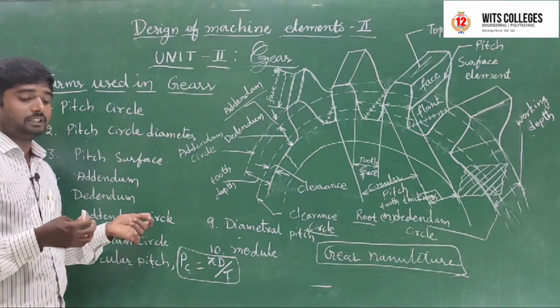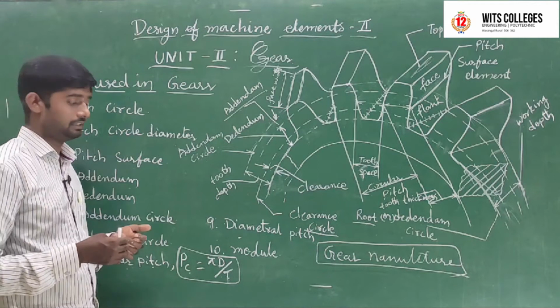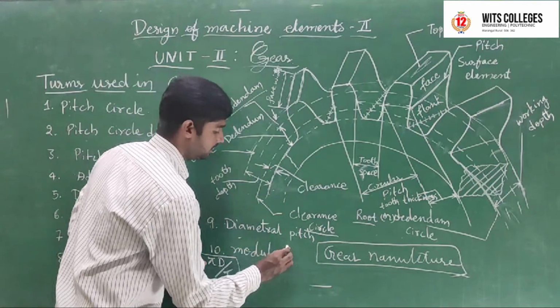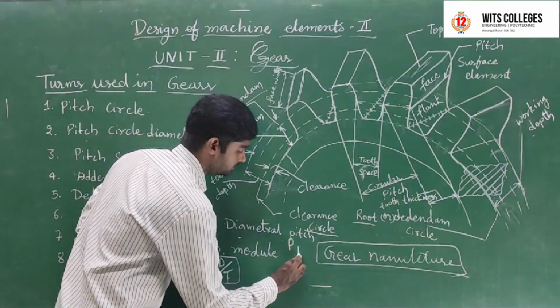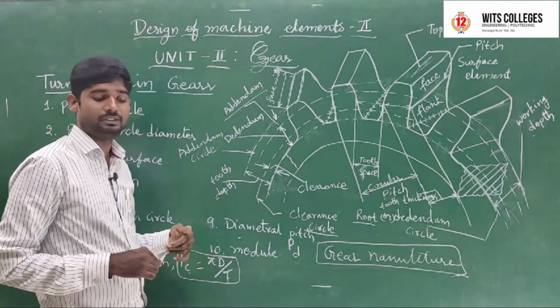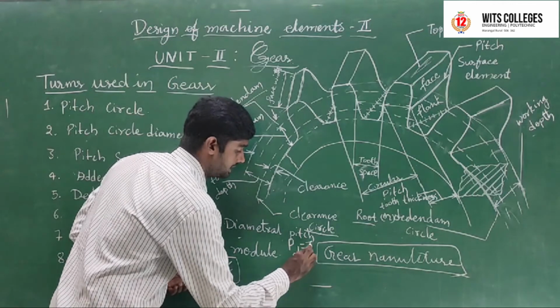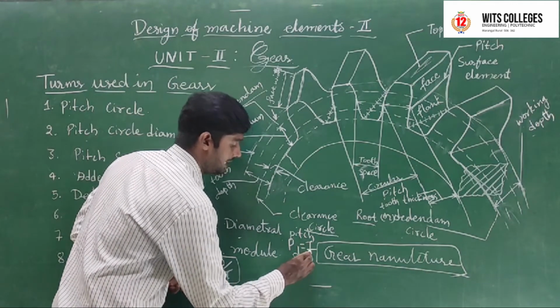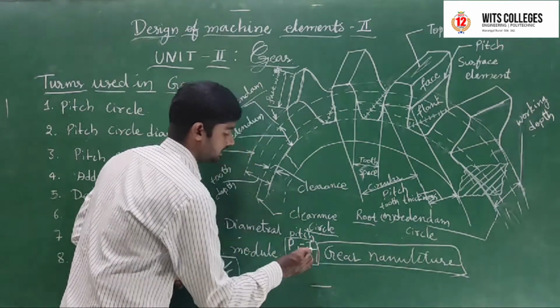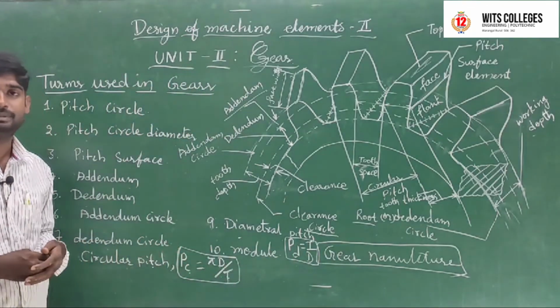Next one is the diametral pitch. What is the diametral pitch denoted by? The diametral pitch is denoted by PD. PD is equal to T by D, the number of teeth by the diameter of the pitch circle.